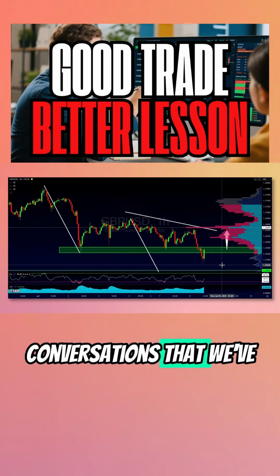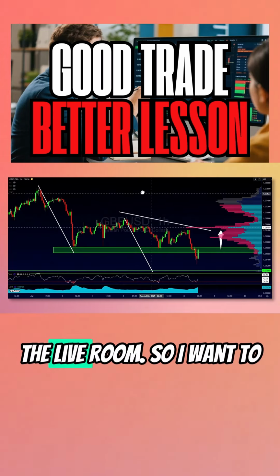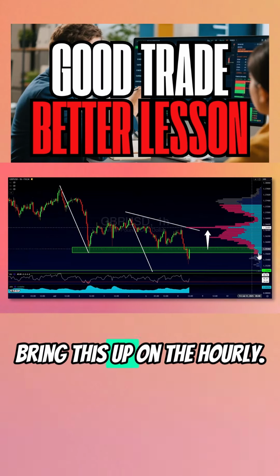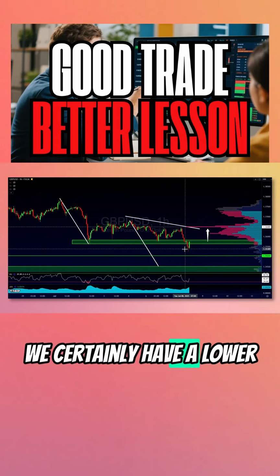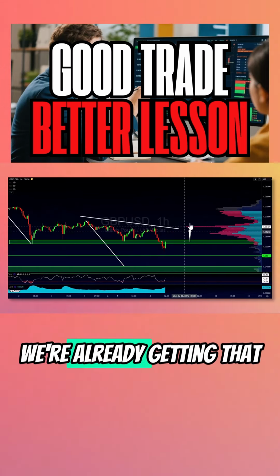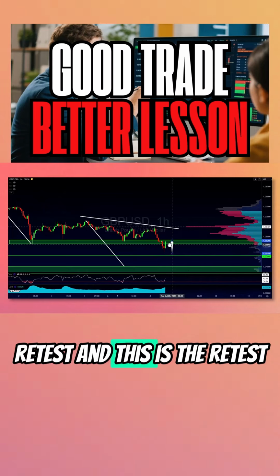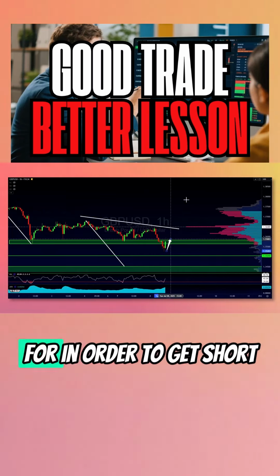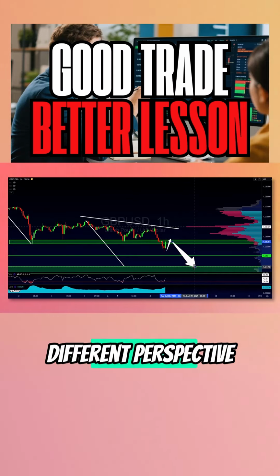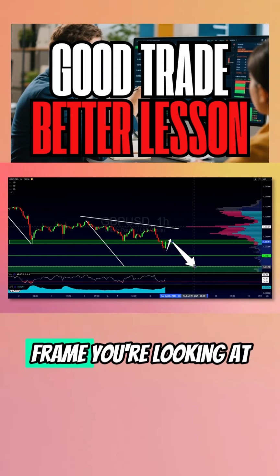And these are some conversations that we've had recently in the Q&A in the live room. So I wanted to bring this up. On the hourly, we certainly have a lower low, lower close, and now we're already getting that retest. And this is the retest that we would be looking for in order to get short. So you can see there are different perspectives depending on what time frame you're looking at.